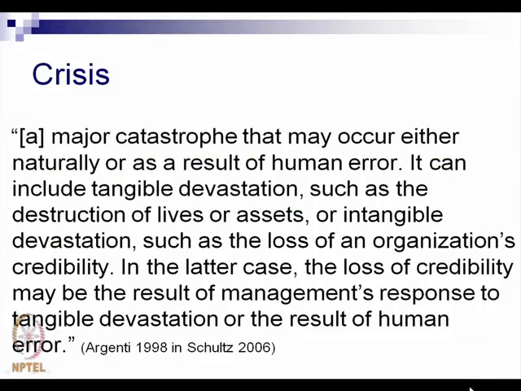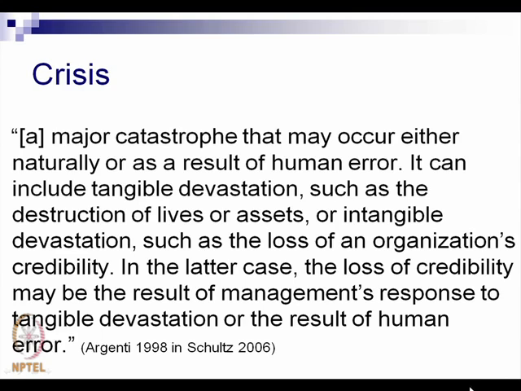What is a crisis? A crisis is a major catastrophe that may occur either naturally or as a result of human error. It can include tangible devastation, such as the destruction of lives or assets, or intangible devastation, such as the loss of an organization's credibility. In the latter case, the loss of credibility may be the result of management's response to tangible devastation or the result of human error.